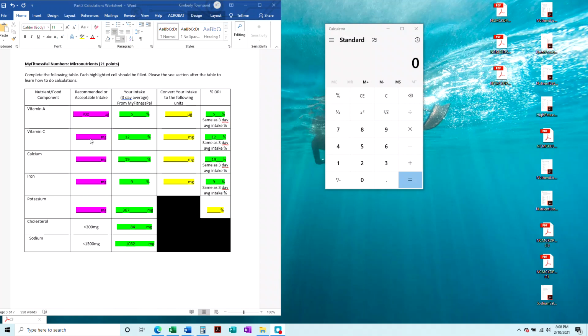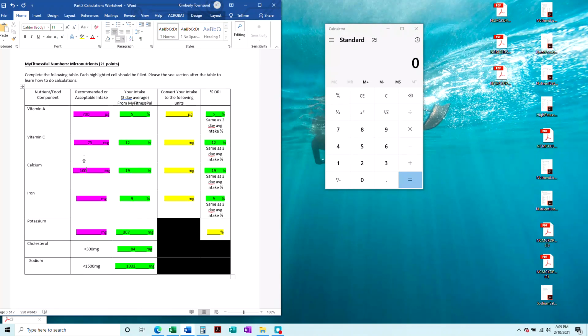All right, so vitamin C, for most females, it's going to be 75. For females, for calcium, that is typically 1,200 as well. 1,200 or 1,000, depending on your age. And then the next one is iron. So for most women, it's 18. So men, just make sure you do these numbers correctly because they are higher for men.